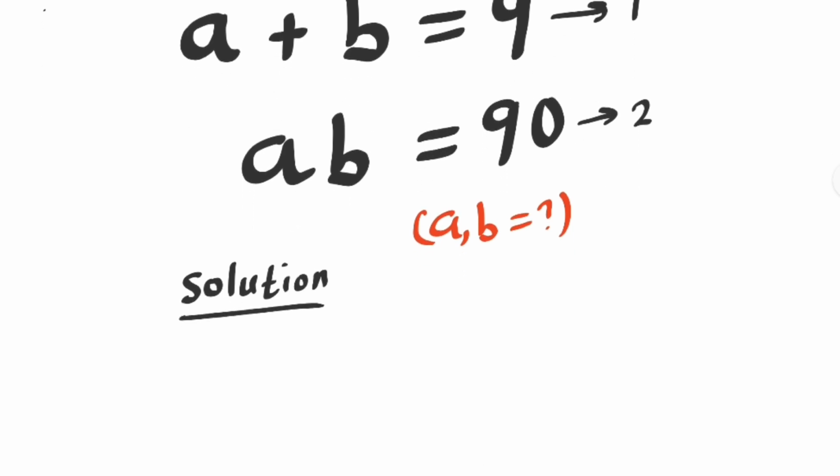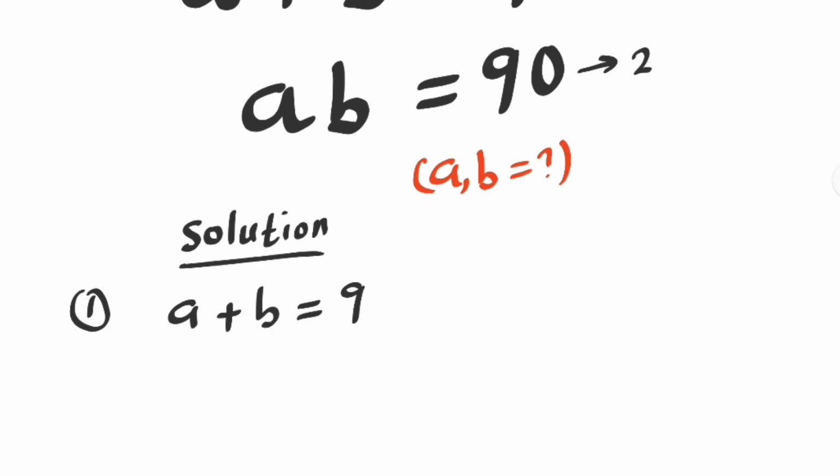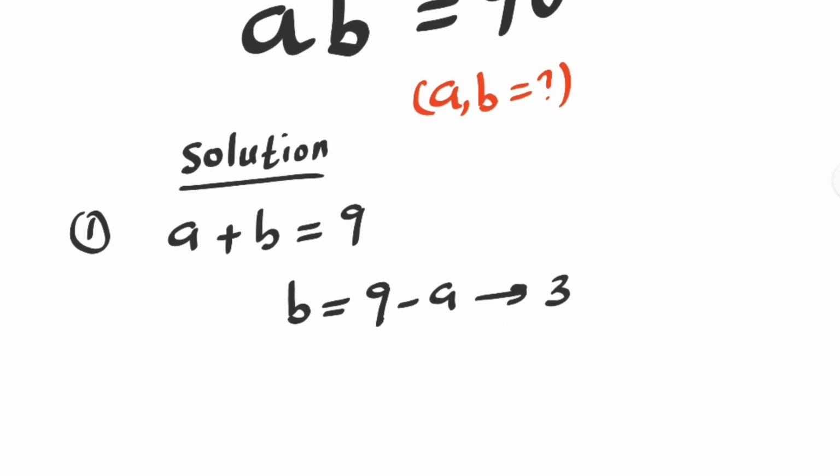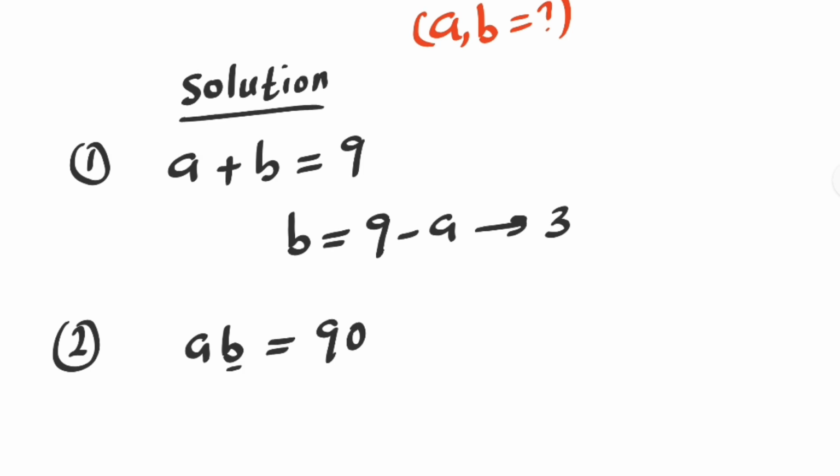Now from equation 1, a plus b is equal to 9. Let us make b the subject of the formula. B is equal to 9 minus a. Let us call this equation 3. From equation 2, ab is equal to 90. Now let us substitute for b, which is 9 minus a.